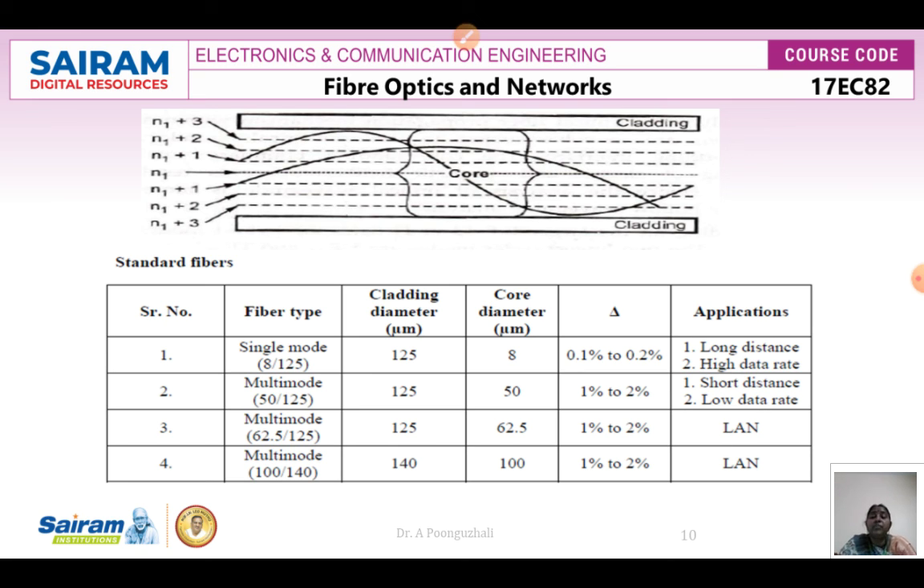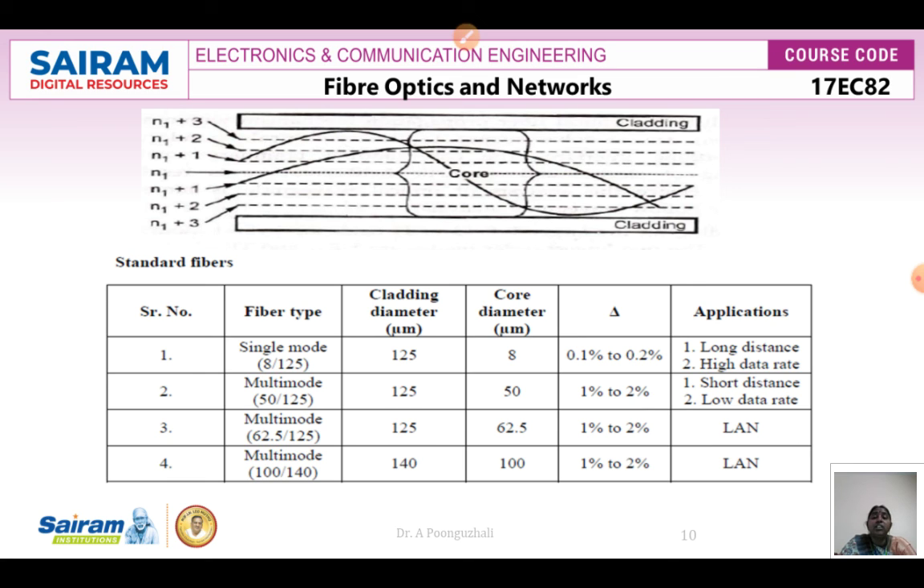So multi-mode is 50/125. That means the cladding diameter is going to be 125 and the core is going to have a diameter of 50. The refractive index difference is 1% to 2%. Where we can use it is short distance and low data rate. Then we have another multi-mode fiber, 62.5/125. Here in this case, the core diameter is going to be 62.5 and the cladding diameter is going to be 125. The refractive index difference is 1% to 2%. The application is that we can use it for LAN applications.